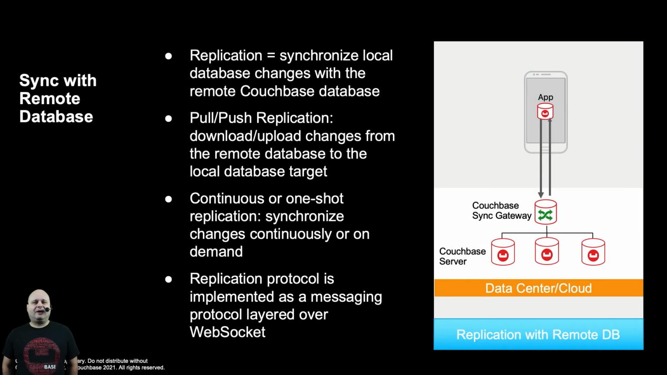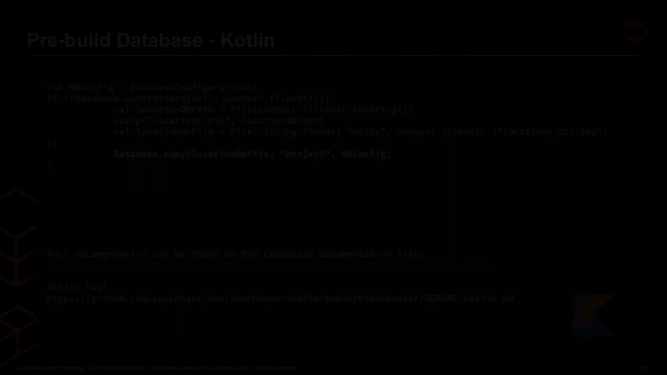Couchbase Lite supports database replication between a local database embedded in your app and a remote Couchbase server. This replication uses the Couchbase Sync Gateway server to communicate between the mobile app and the Couchbase server. The Sync Gateway and Couchbase servers can be in your data center or the cloud. Replication is very flexible. You can configure it to pull or push and run continuous or one time.